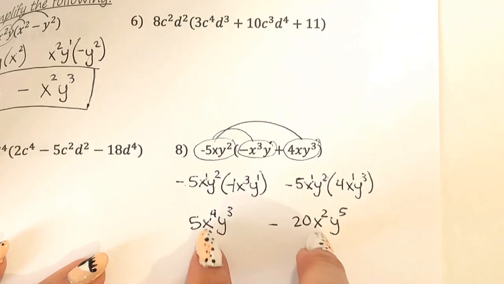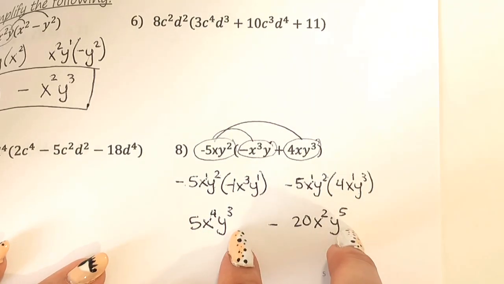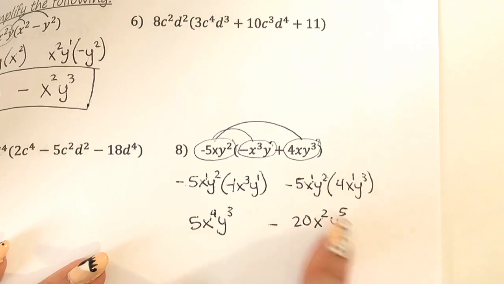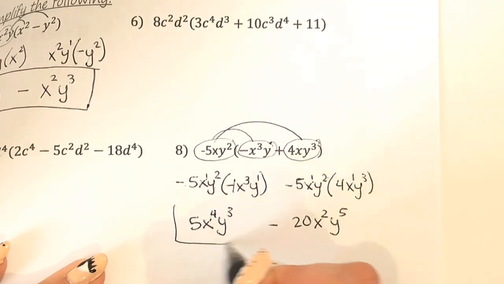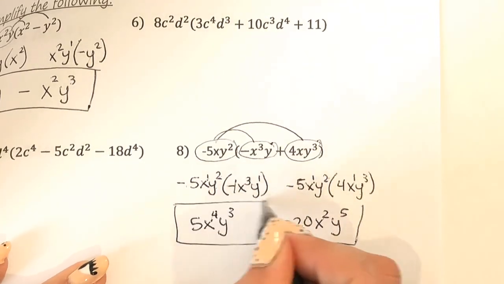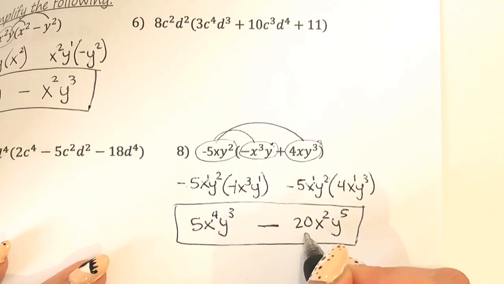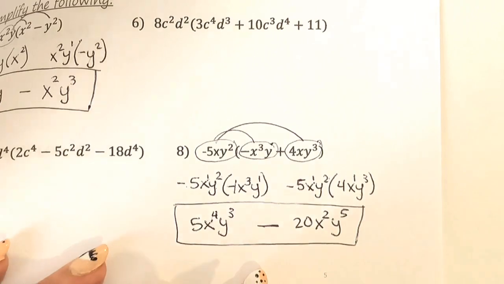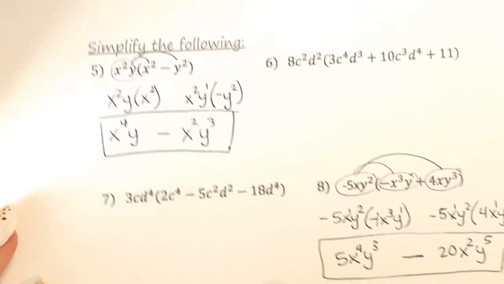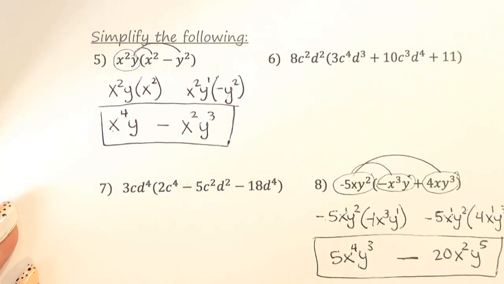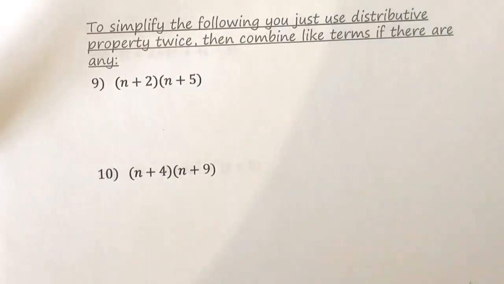Again, these x's have different exponents and these y's have different exponents, so they're not like terms. We cannot combine them. So that would be your answer: 5x to the 4th y cubed subtract 20x squared y to the 5th. If you want, you can practice these other ones on your own, but I'm not going to do them just for the sake of time in this video.